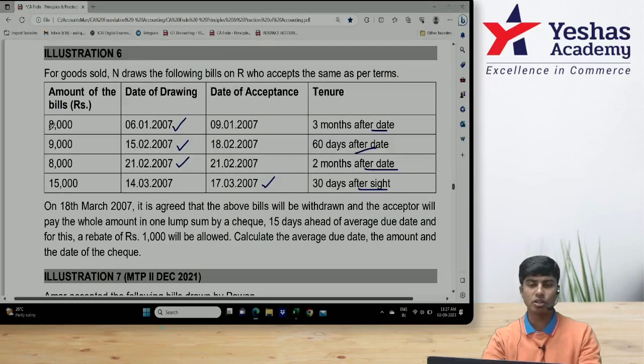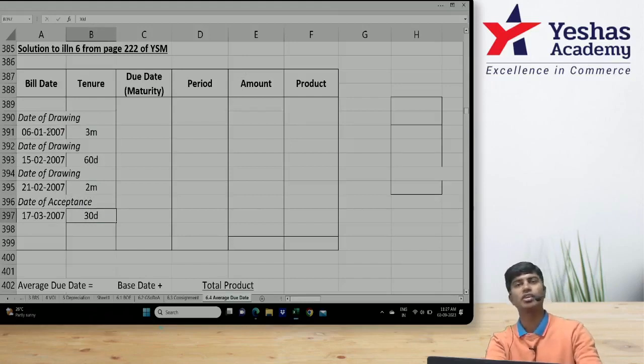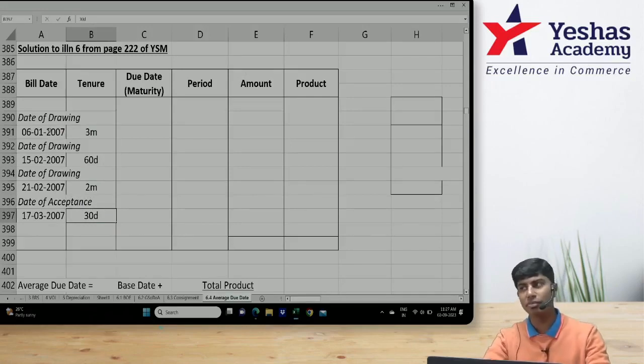And tenure of the bill is also given. 3 months, 60 days, 3 months, 30 days. Don't convert 30 days as 1 month, 60 days as 2 months, or don't convert 3 months as 90 days. If they've given months, compute in months. If they've given days, then compute in days.